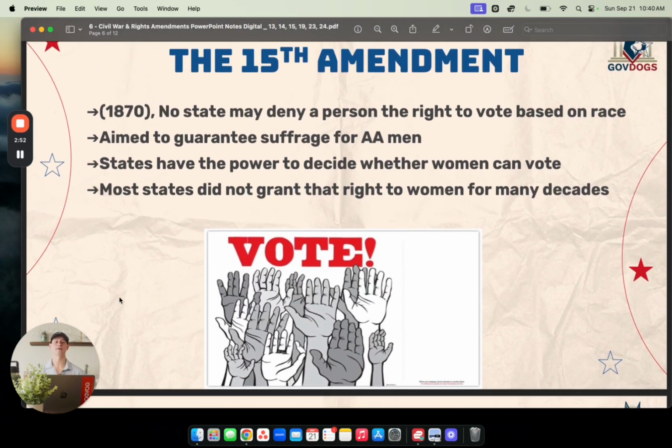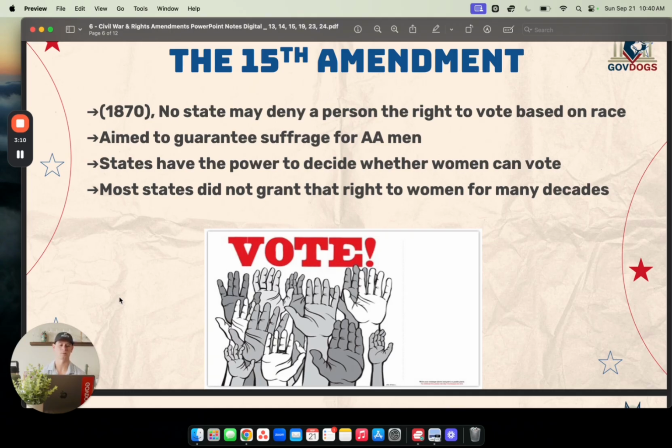So in 1870, we have the 15th Amendment. No state may deny a person the right to vote based on race. So the 15th Amendment gives voting rights to African American males at the time, because it's not 1920 yet. We don't have the 19th Amendment. So it aimed to guarantee suffrage for African American men. Suffrage just means the right to vote.